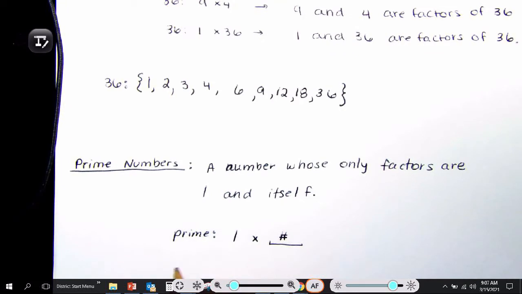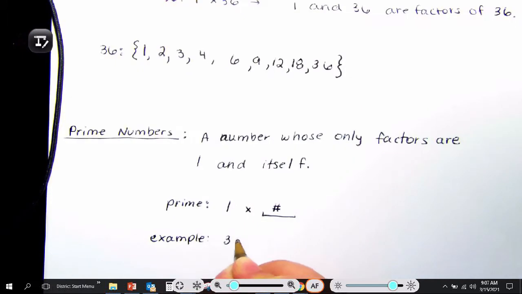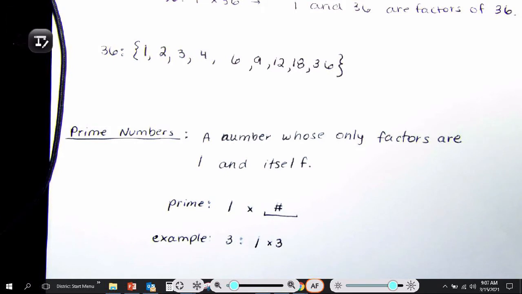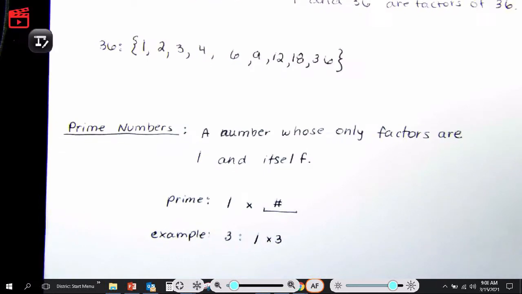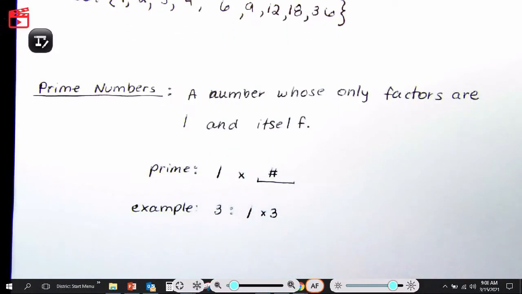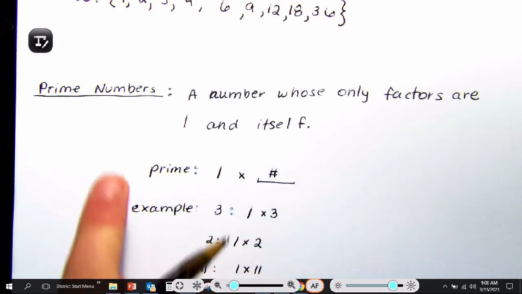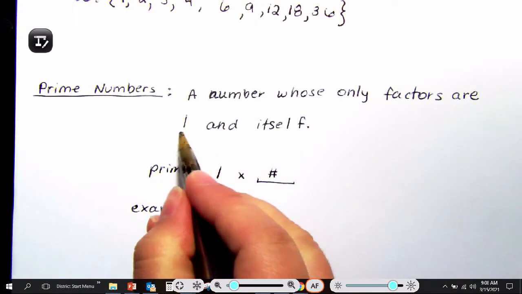So let's do an example. For example, 3. 3 is prime. Why is 3 prime? Because 1 times 3 are the only factors of that number. Now I can try to do more. We're thinking whole numbers. We're not doing fractions or decimals, but whole numbers. There's nothing else that I can multiply to get to 3. Another example is 2. 1 times 2 are the only factors of 2. Another example is 11. 1 times 11. There's nothing else that I can multiply to get to 11. So a prime number is a number whose only factors are 1 and itself.